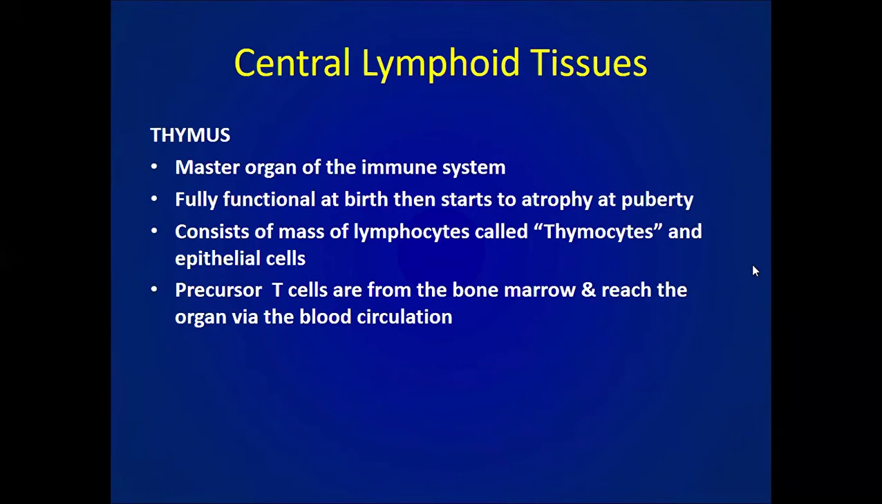The primary cells that participate in the response are the thymocytes, which are basically the lymphocytes, and the epithelial cells. Please do not forget that the epithelial cells also have an important function. The precursor T cells are derived from the bone marrow and reach the thymus via the blood circulation. The purpose of this is maturation and differentiation.